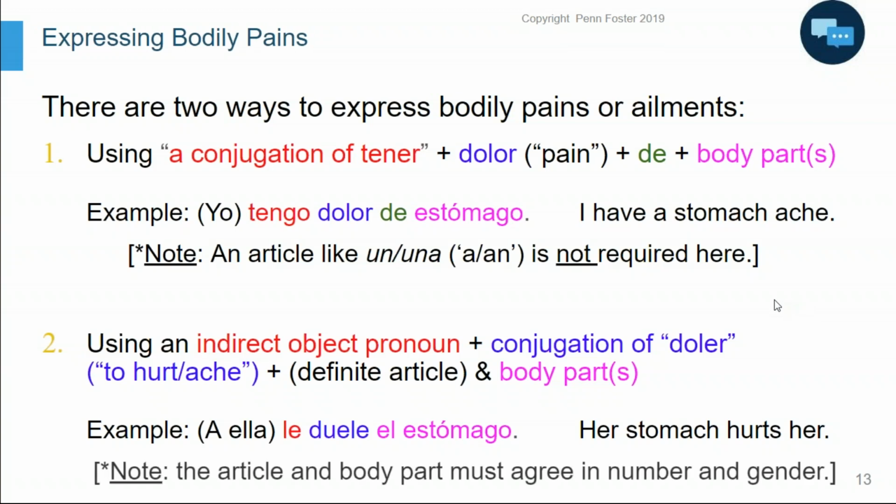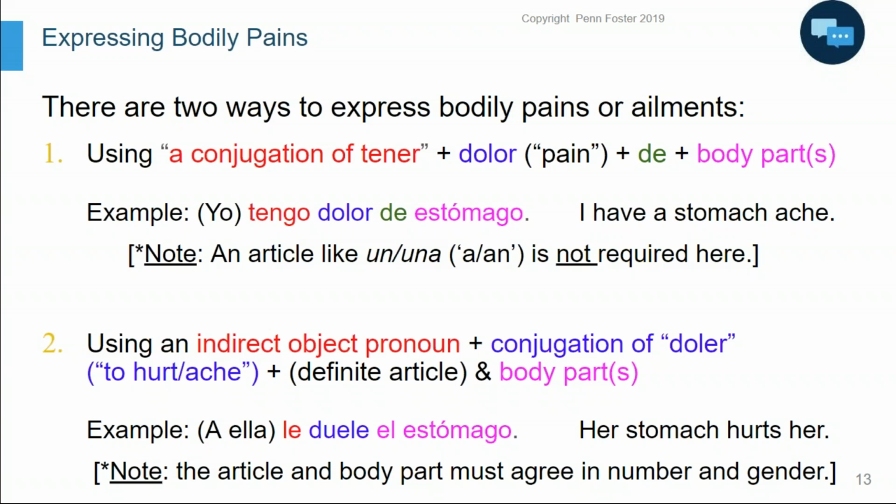And as you'll see in that last note, the body part and the article must always agree in number and gender. In this case, el, masculine singular, estómago, masculine singular. The le refers to her, since le is the third person singular indirect object pronoun. She is third person singular. In this case, object.